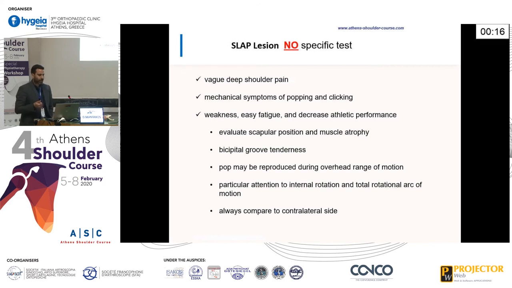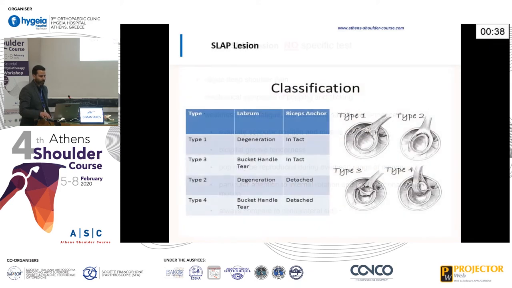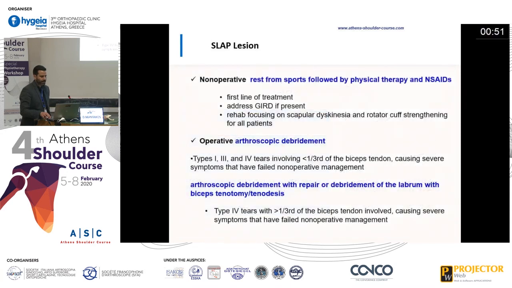So we have to be highly suspicious and search for vague, deep shoulder pain, mechanical symptoms of popping or clicking. We have to ask the patient about weakness, easy fatigue, decrease of athletic performance, and evaluate everything, the doctors or the physiotherapist, always comparing to the contralateral side. The typical classification from Snyder is only for surgical reasons. It's up to us what we are going to do depending on the type.